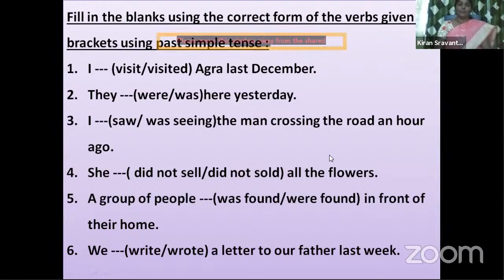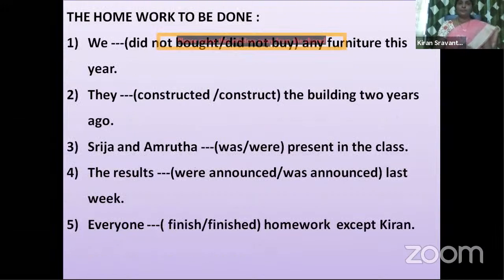That we must remember. Then, a group of people, subject plural, was found in front of their home or were found in front of their home. So a group of people were found in front of their home. That also we have to understand. And coming to the sixth sentence, we write a letter to our father last week or we wrote a letter to our father last week. Last week again refers to past simple tense. So we wrote a letter to our father last week. That also you remember. And this is the homework to be done by you.